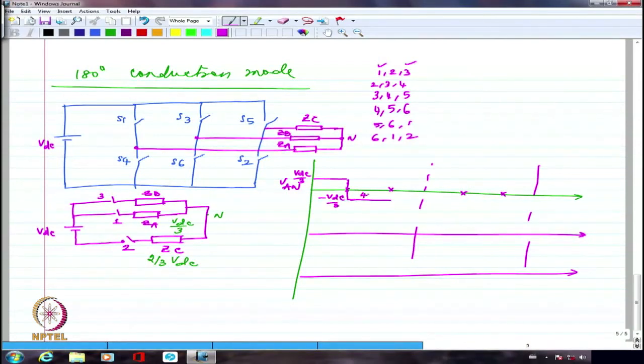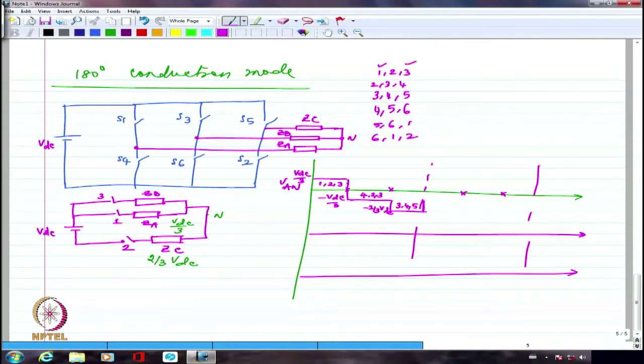This is 4 conducting, and here it is going to be 1, 2, 3 conducting. So along with 4, it is 2 and 3. They are conducting. Now when 2, 3, 4, the next one is 3, 4, 5. And 4 is the only negative side device conducting. So that will be minus 2 by 3 VDC. So I will have minus 2 by 3 VDC coming up. So this is minus 2 by 3 VDC. This will be 3, 4, 5.